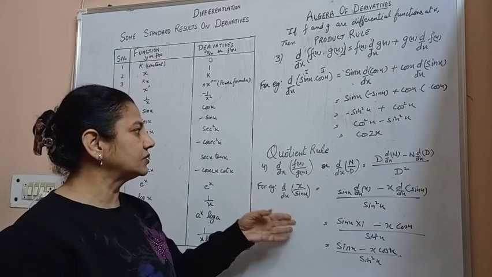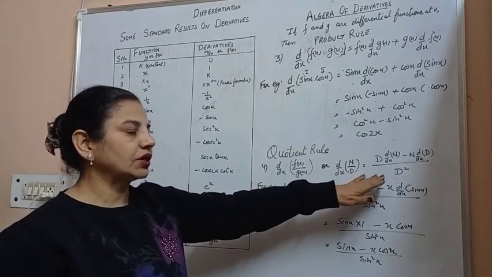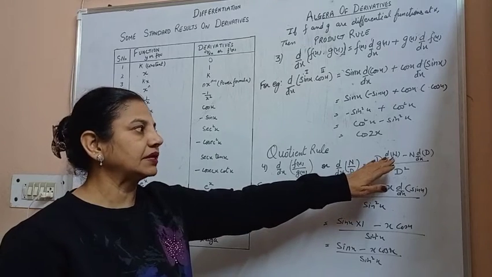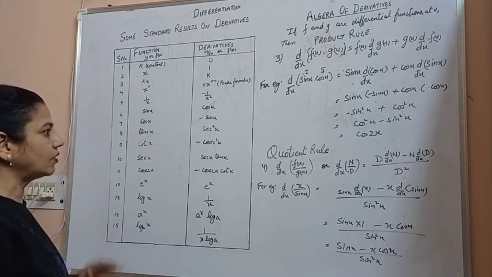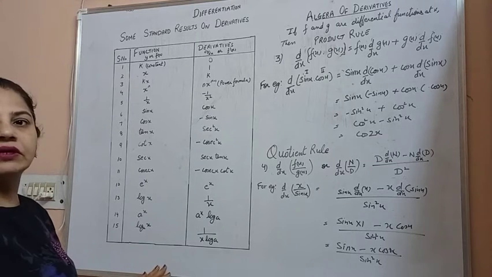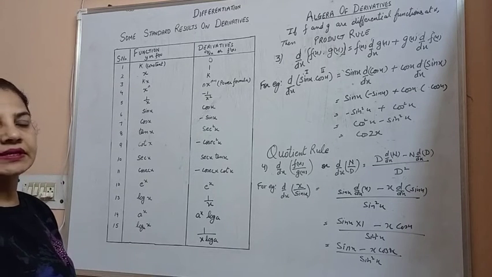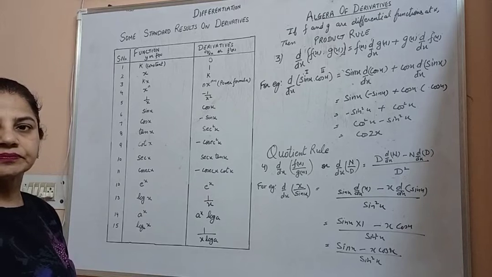So the quotient rule says that denominator square, denominator into derivative of numerator minus numerator into derivative of denominator. Hurry up, note down all these formulas. These are very important. You have to learn them by heart, and then we apply these directly in the questions.